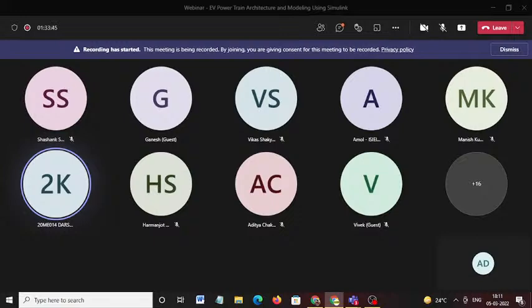Yes, sir. I am a member of a Formula student team, and we are planning to shift to EVs next year. I want to model the powertrain in Simulink. Can you tell me what basics I should know for the modeling?